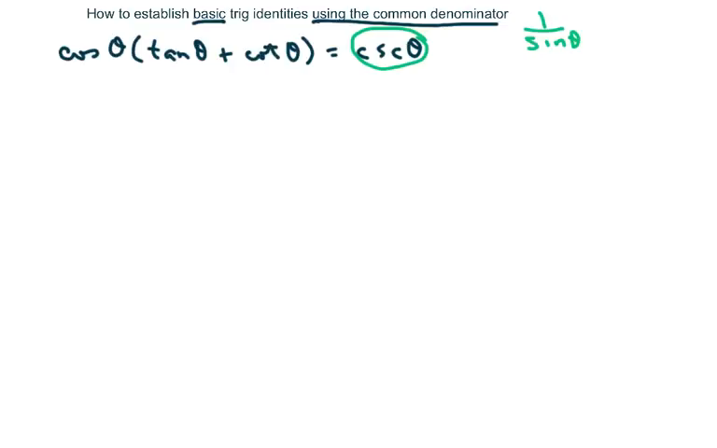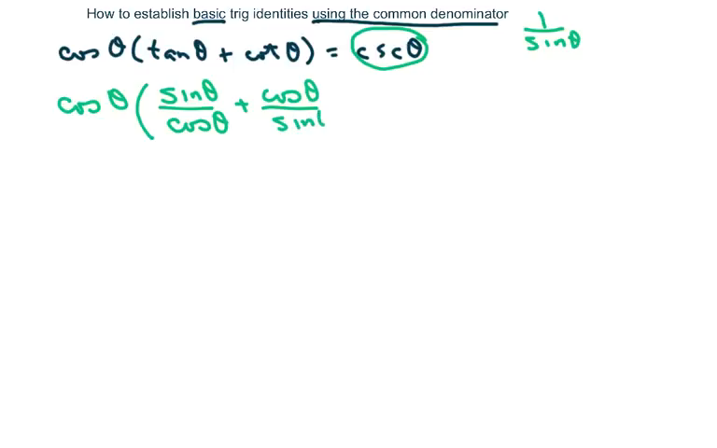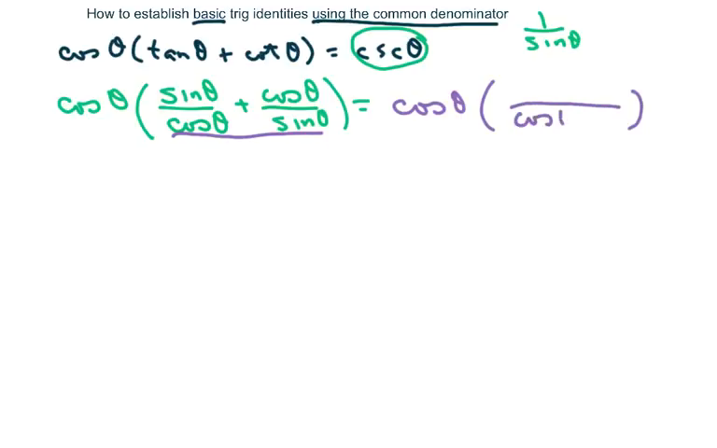So what we're going to do here is work on the left side of the equation because it's more complicated. And I'm just going to rewrite this. This is sine of theta, using my trig ratios, over cosine of theta plus cosine of theta over sine of theta. Now, what I'm going to do is get the common denominator here. My common denominator is cosine theta times sine of theta.